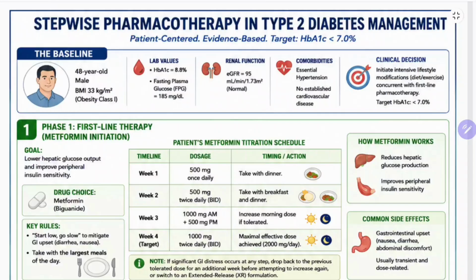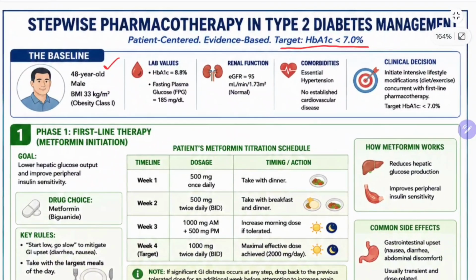So patient centered, target HbA1c less than 7%. In the general population it is less than 7%, as you have studied. So a 48-year-old male with BMI of 33 kg per meter square has lab values of HbA1c 8.8%, fasting plasma glucose of 185 mg per deciliter. Renal function eGFR is 95, which is normal, but these two are raised.